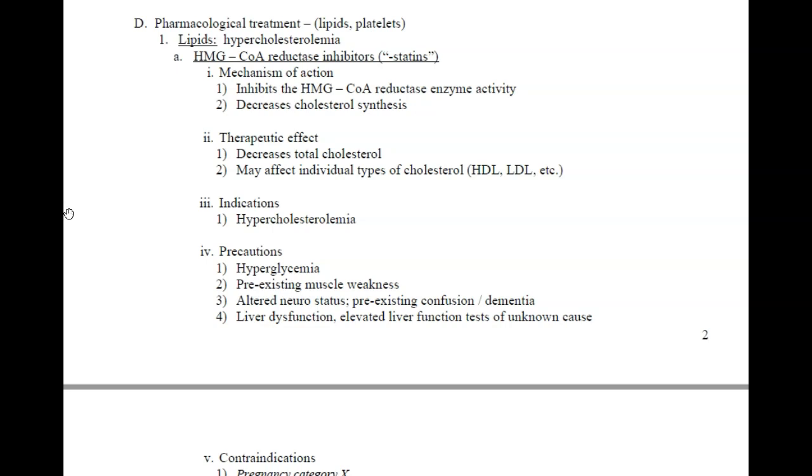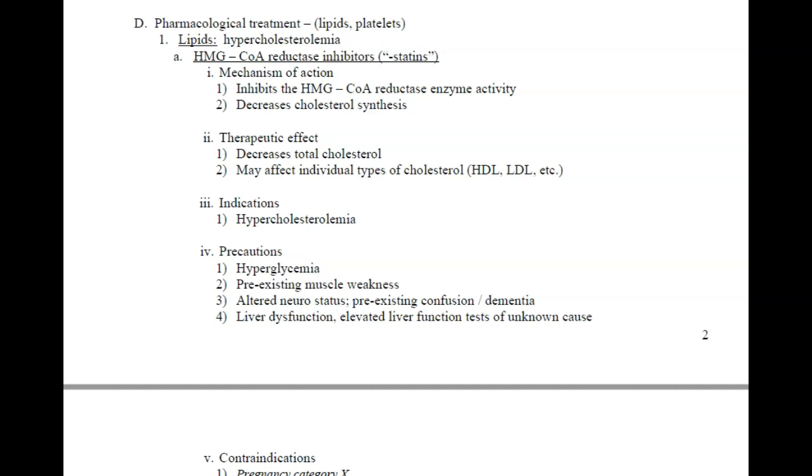So what's the mechanism of action? How does that work? Statins work by inhibiting the HMG-CoA reductase enzyme activity in the liver, which is required in order to produce cholesterol. And so that results in decreased cholesterol synthesis, which decreases the rate of cholesterol production.